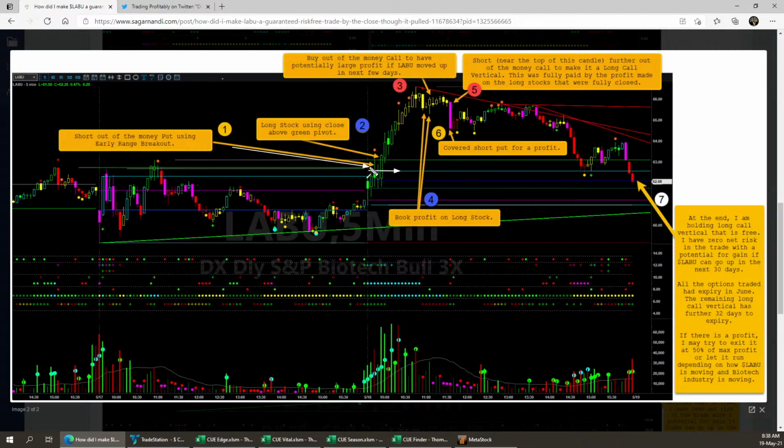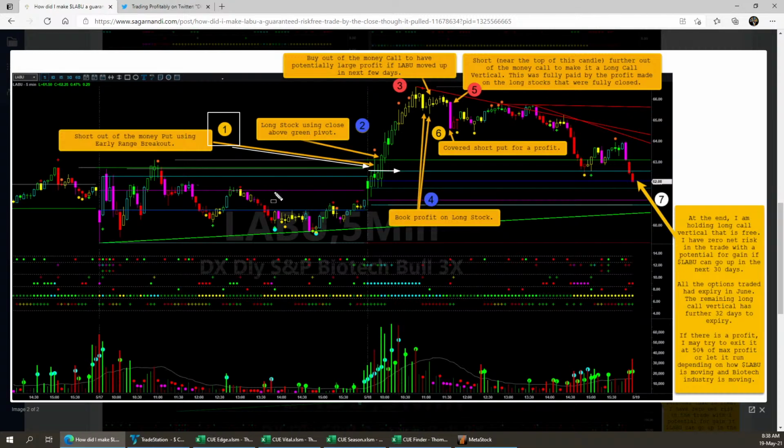Why I did that? Labu is a 3x ETF. The options are quite expensive, and it was at a low price, so the volatility is high. I got fat premium when I sold the put. So I wanted to sell the put, make some quick profit from that, and maybe using the money I could buy the stock or buy the call options. So I initiated with short the put.